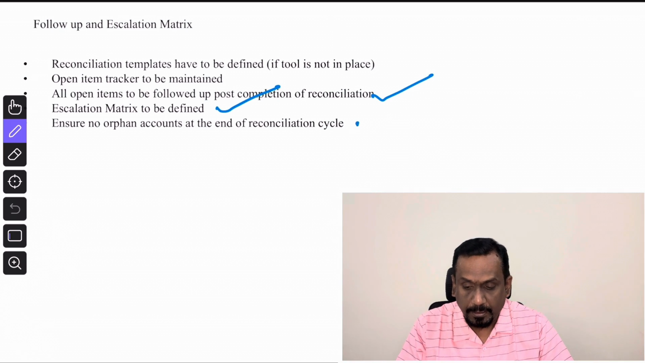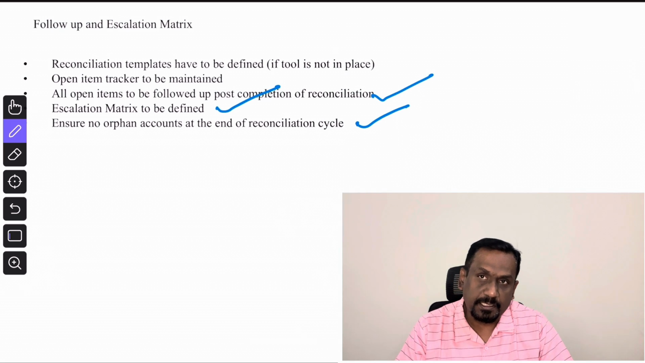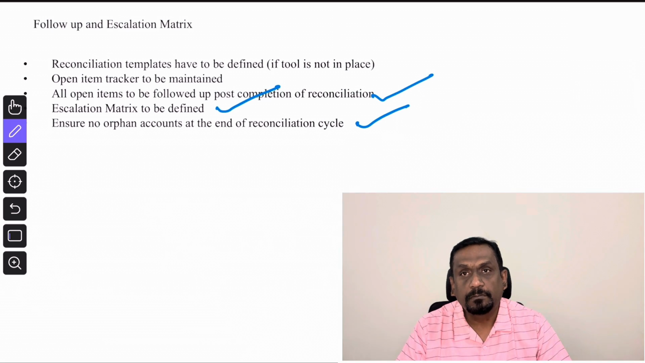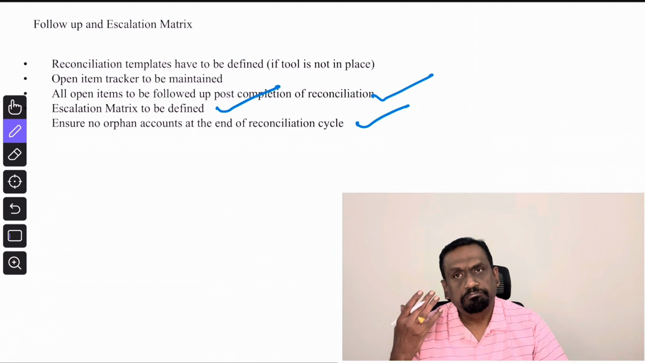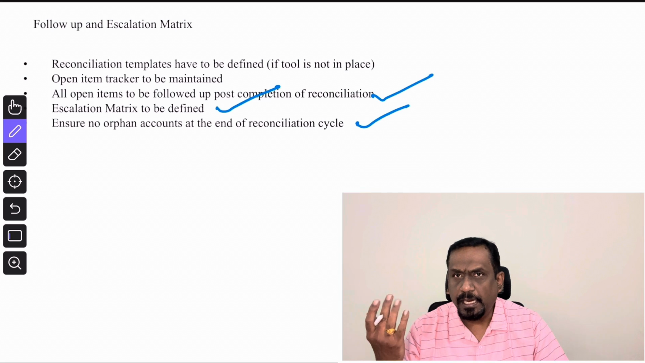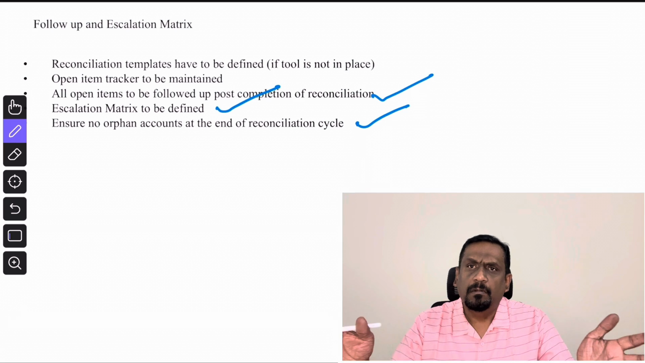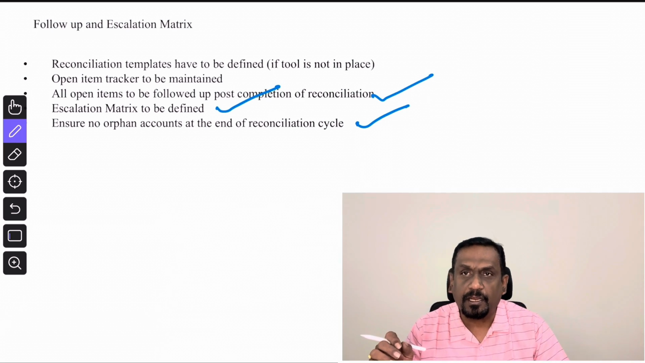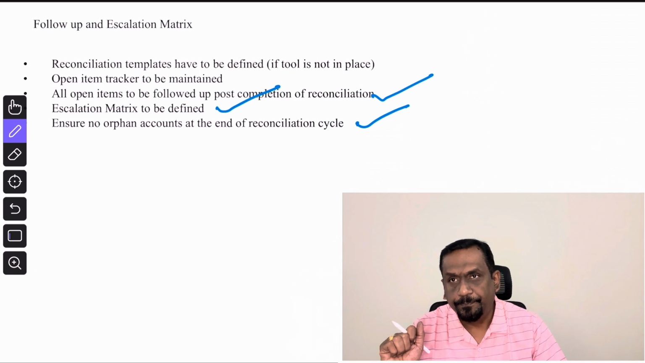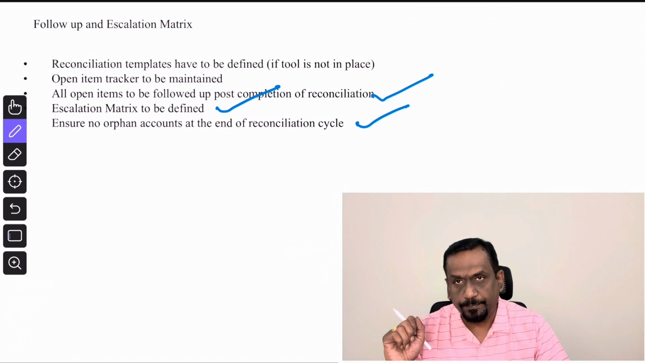Next, last one. Ensure no orphan accounts at the end of the reconciliation cycle. What do you mean by orphan accounts? Let us say I have 100 accounts in my trial balance. Last January, I identified I am supposed to reconcile 100 accounts. I have 10 team members in my team. I allocated each 10 accounts, so 100 accounts have been allocated. They are performing on a monthly basis. They know they are supposed to perform 10 accounts every month.